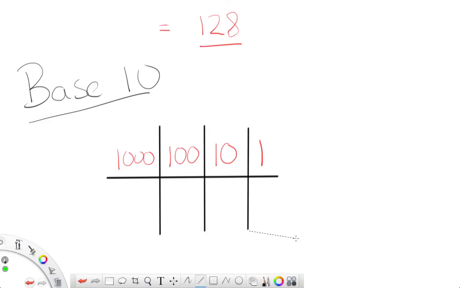The other thing to remember is that each column can have a digit in it, and the digits range from 0 all the way up to 9. So in the ones column I could put a 0, a 1, or a 2, or a 3, or a 4, or a 5, or a 6, or a 7, or 8, or a 9. But the biggest digit I can have in any column is 9, and the smallest is 0. So as an example, let me just get rid of that.